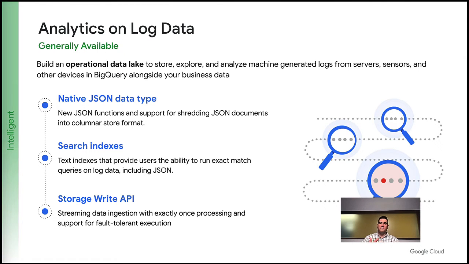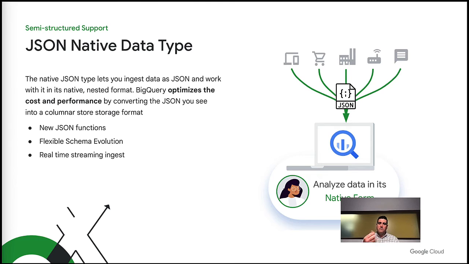Now, to help our customers that wanted to build these operational data lakes, BigQuery has made some features that are now generally available to help with all this analytics on log data. First is native JSON, second is search indexes, and then the storage write API for ingestion. That one's been out in GA for about a year, but let's focus on the first 2. So the JSON native data type is now launching into GA.